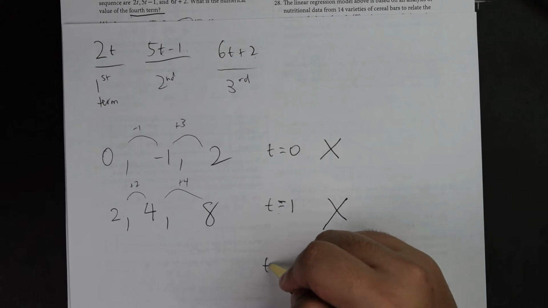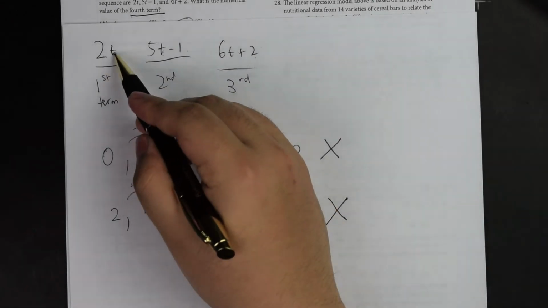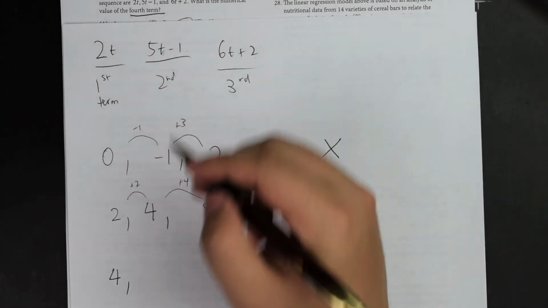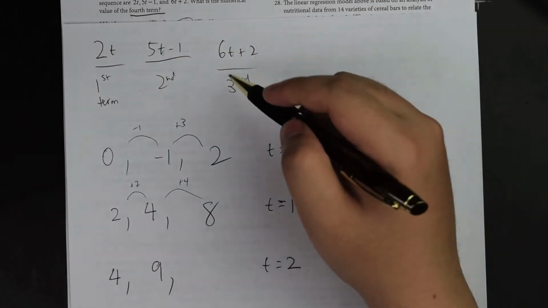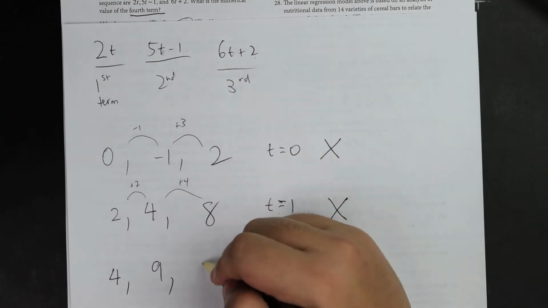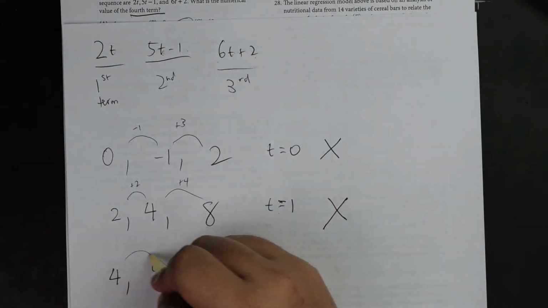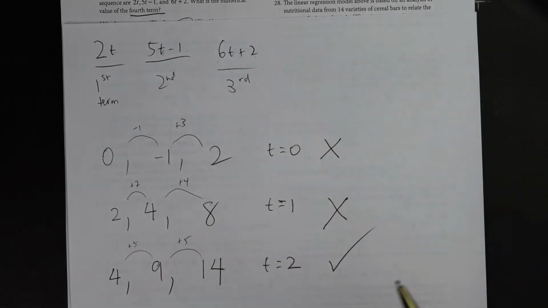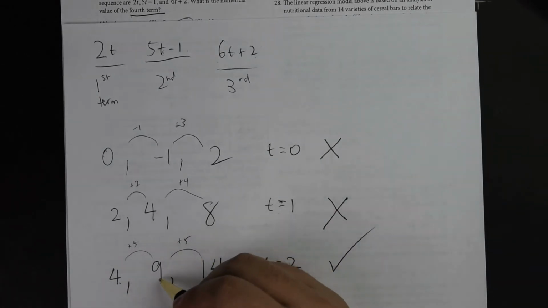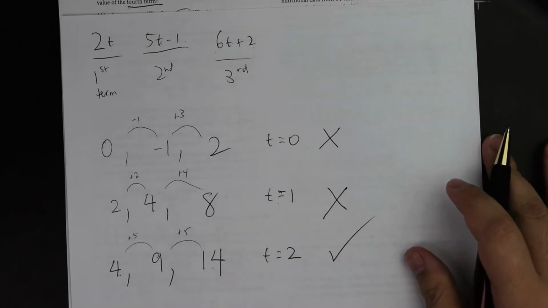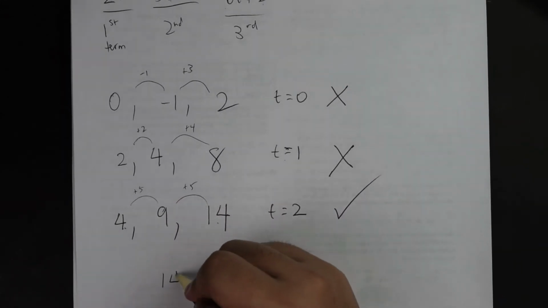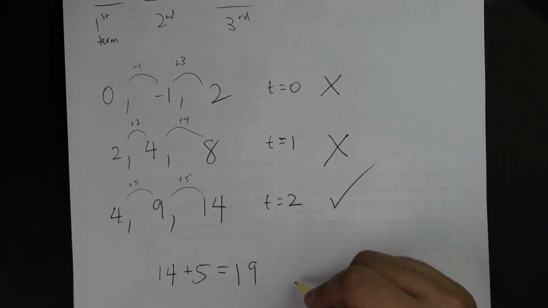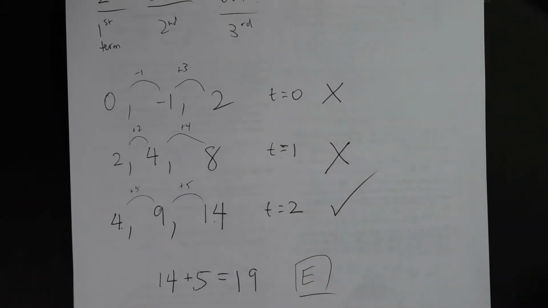So I continue on to t equals 2. And I plugged in 2 times 2, which is going to be 4. I plug in 2 again. 5 times 2 is going to be 10, minus 1, which is going to be 9. And 6 times 2 is going to be 12 plus 2, which is going to be 14. And if I look right here, plus 5 and plus 5, this is what I need. And this is going to be my first, second, third term, which means that I need to take that 14 to get the fourth term, plus 5 again, to equal 19. And that's how I got my final answer to be E.